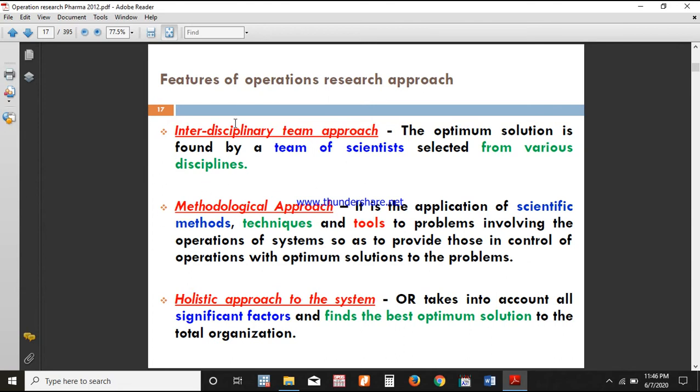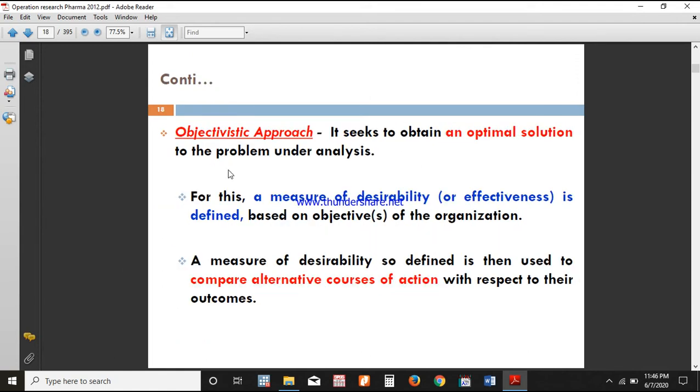But for this course, the first characteristic of this operations research approach is that it is an interdisciplinary team approach, because it considers different teams of scientists from various disciplines, whereas the second one is methodological approach, which is application of scientific methods, techniques and tools to problems involving the operation of a system. And the third characteristic is holistic approach, which is taking into account all significant factors to find the best optimum solution to the total organization. And then lastly, which is related with the objectivistic approach.